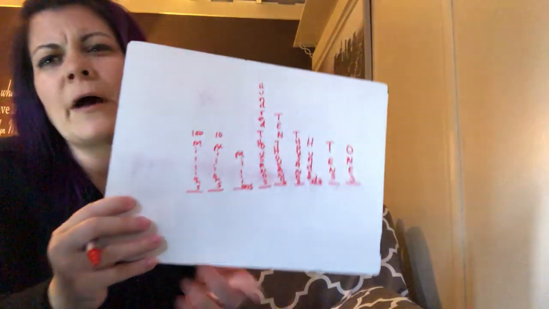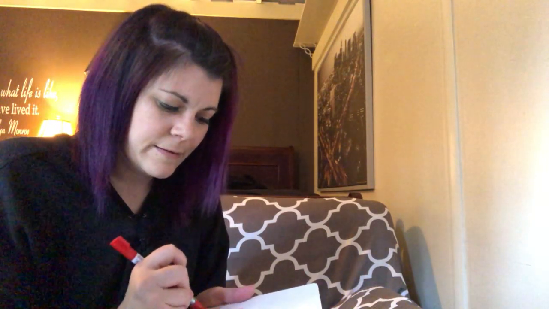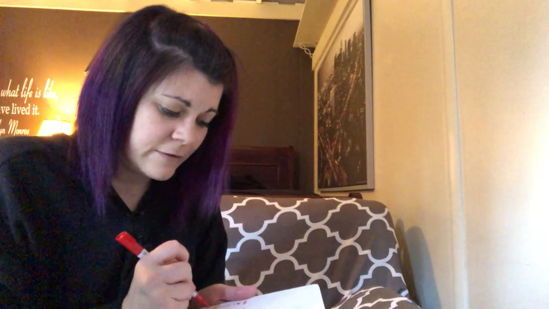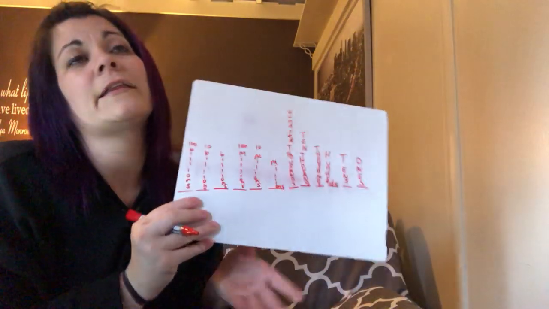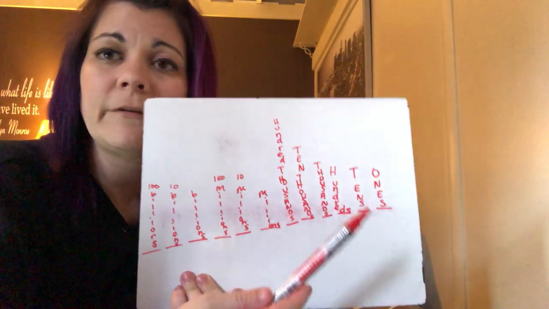I don't really know how far your teacher wants you to go, but after you have millions, you have billions, right? So you do the billions, and then the 10 billions, and then the 100 billions. And then after the billions, you have trillions, 10 trillions, 100 trillions. So this is place value if you need to know it.